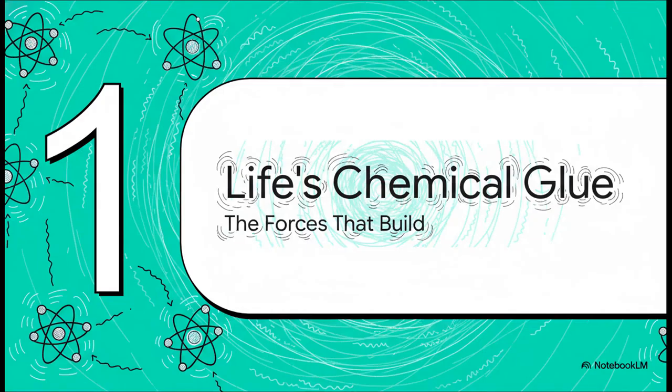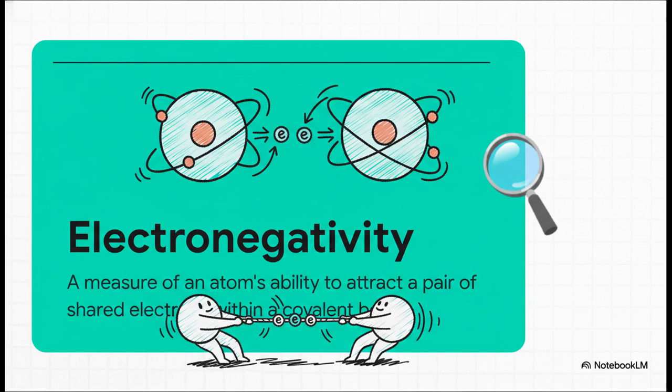Okay, so to get how life is built, first, you gotta understand the glue that holds it all together. And in biochemistry, that glue isn't a sticky substance. It's actually a set of invisible forces. These are the fundamental rules of the game, telling atoms how to connect and build the molecules of life. And rule number one is something called electronegativity. The easiest way to think about it is like an atom's magnetic personality. It's all about how badly an atom wants to pull electrons towards itself when it's sharing them. It's literally a microscopic tug-of-war for electrons.